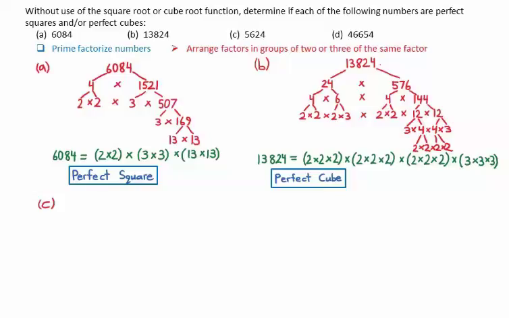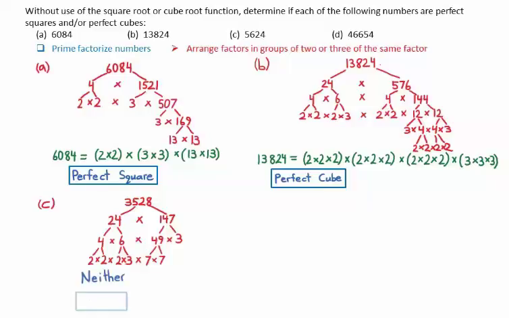For C, 3,528. We can first write it as 24 times 147. 24 breaks up to 4 times 6, and 147 is 49 times 3. We further break down 4 to 2 times 2, 6 to 2 times 3, and 49 to 7 times 7. Right away we note that there is no way we can arrange these numbers so that we have groups of 2 or groups of 3. This is then neither a perfect square nor a perfect cube.